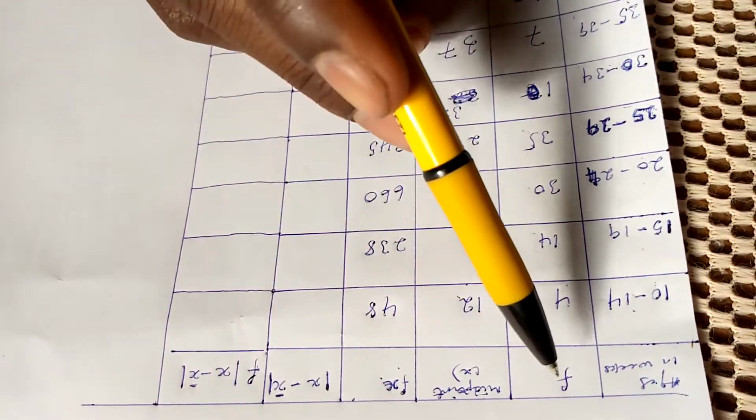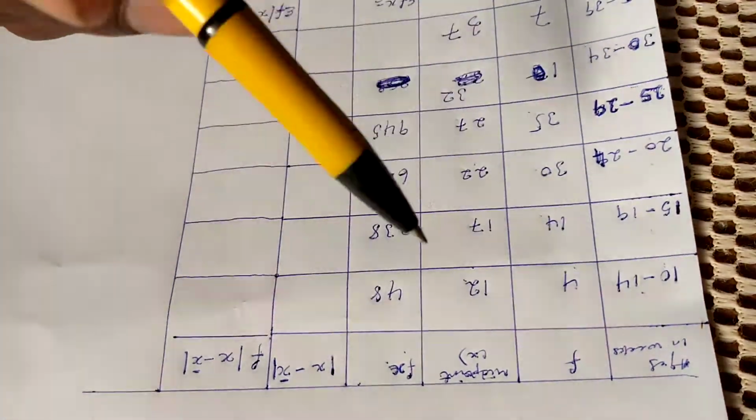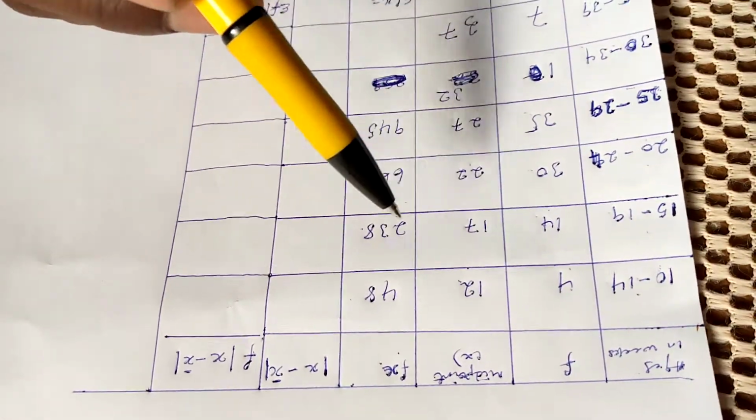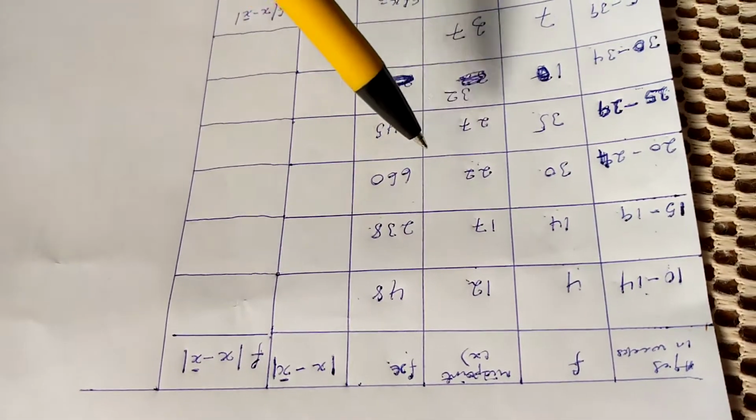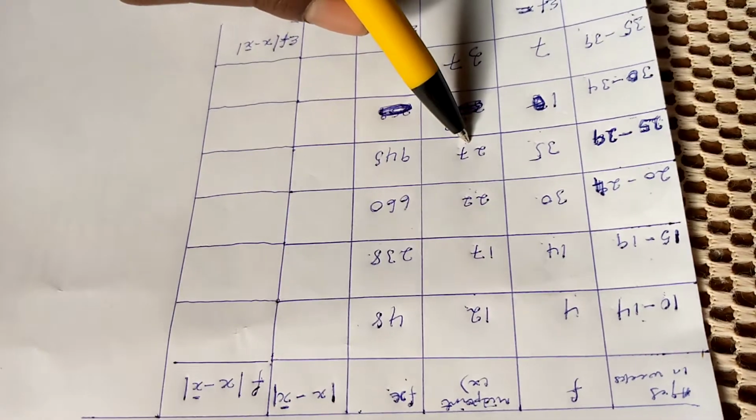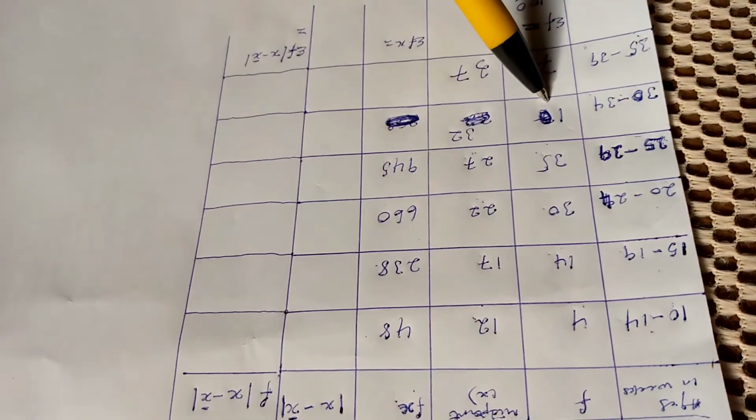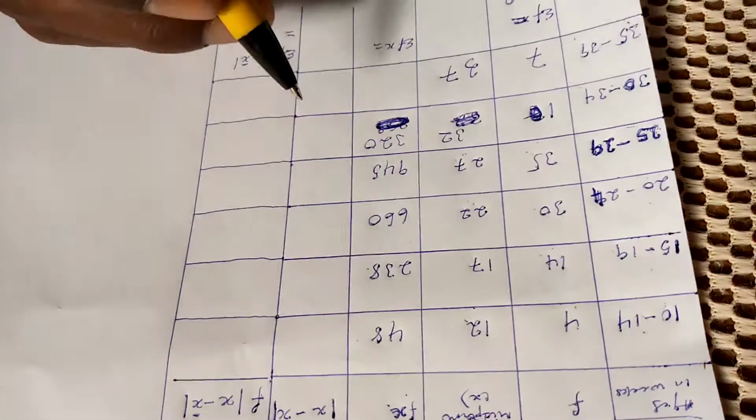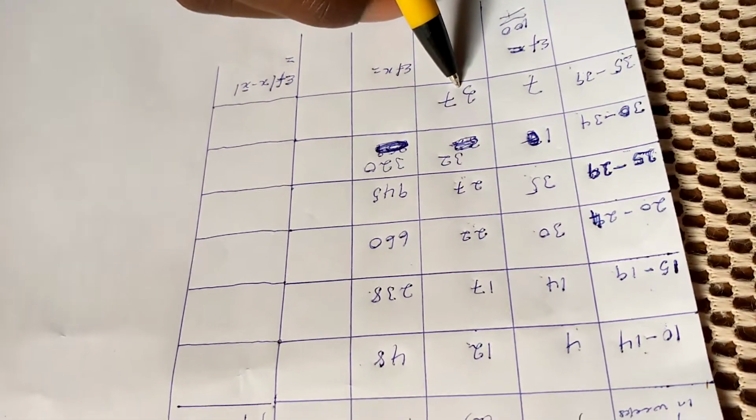Now we move down to fx. fx is the product of this column called f and this midpoint column called x. So 4 times this will give us that. 14 times this, you can use your calculator. 14 times 17 will give you 238. 30 times 22 will give you 660, and 35 times 27 will give you 945, and 10 times 32 will give you 320, and 7 times 37 will give us 259.